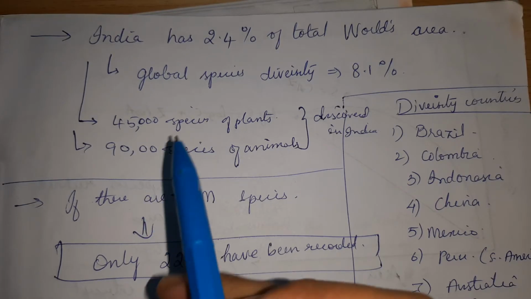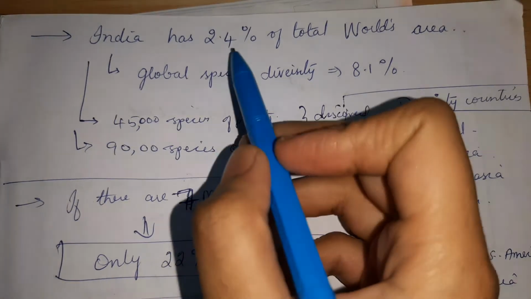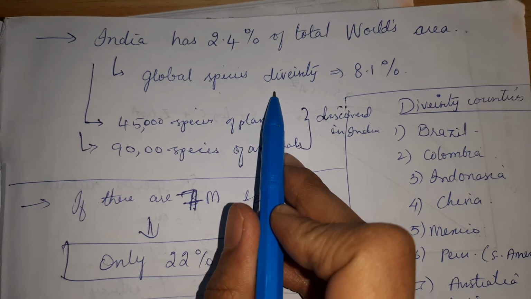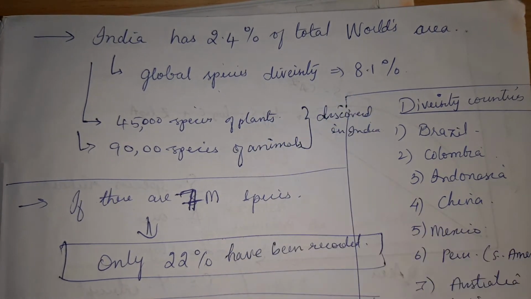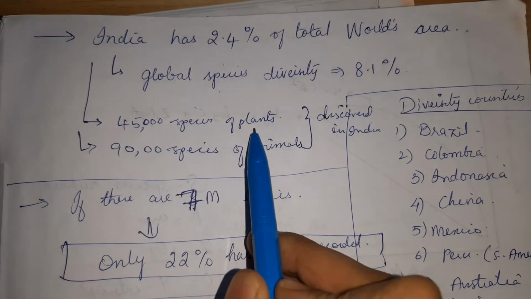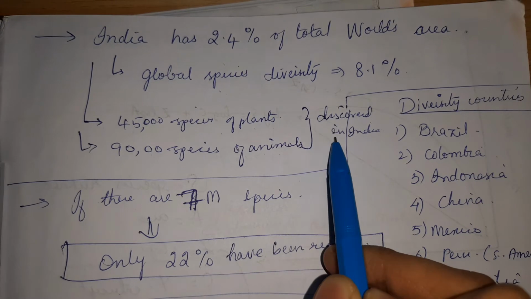Next important point is India has 2.4% of the total world's area. All the given numbers are important. This includes global diversity. Global species diversity is 8.1. This is the information given about India. So we have 45,000 species of plants and 90,000 species of animals discovered in India till now.